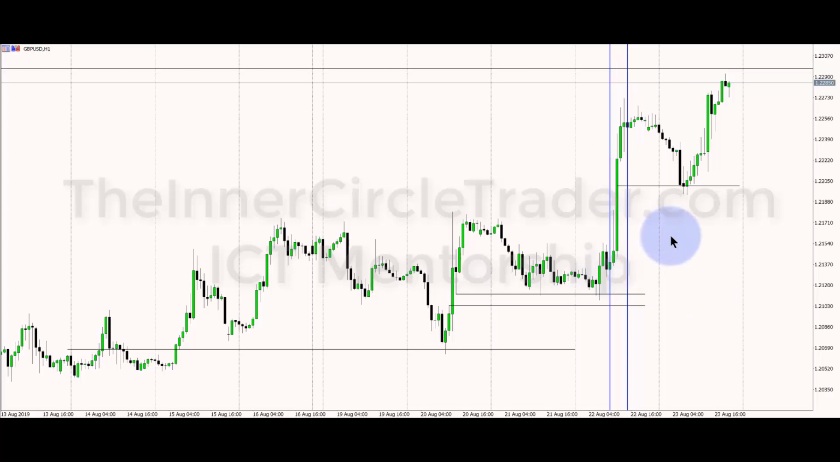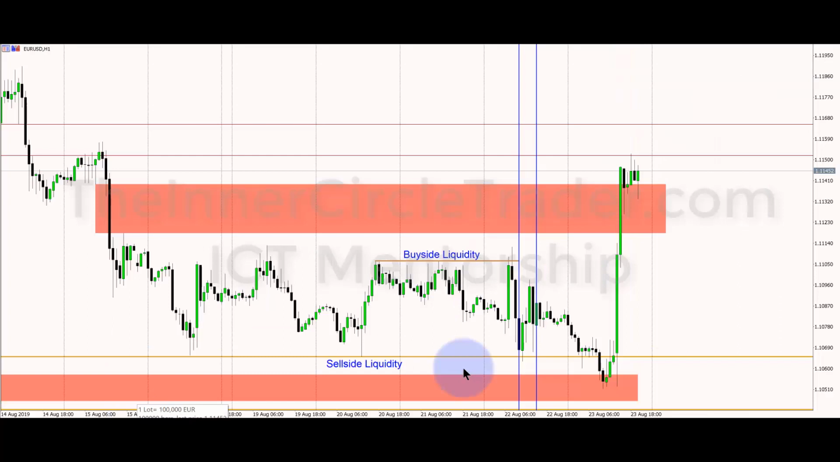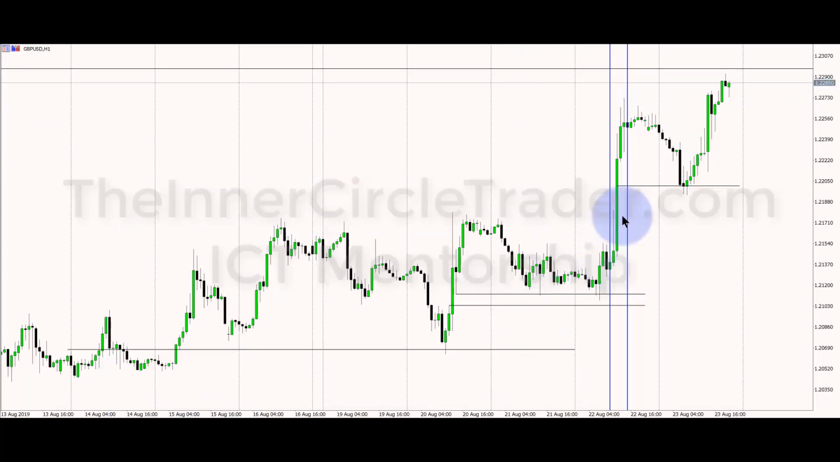So between those two currencies, we have euro consolidating, cable tearing off into new highs, running above equal highs here and running into buy side liquidity. This is going to create that catalyst that causes euro pound to decline or drop. So that's what that looks like, and how you find it in the charts.